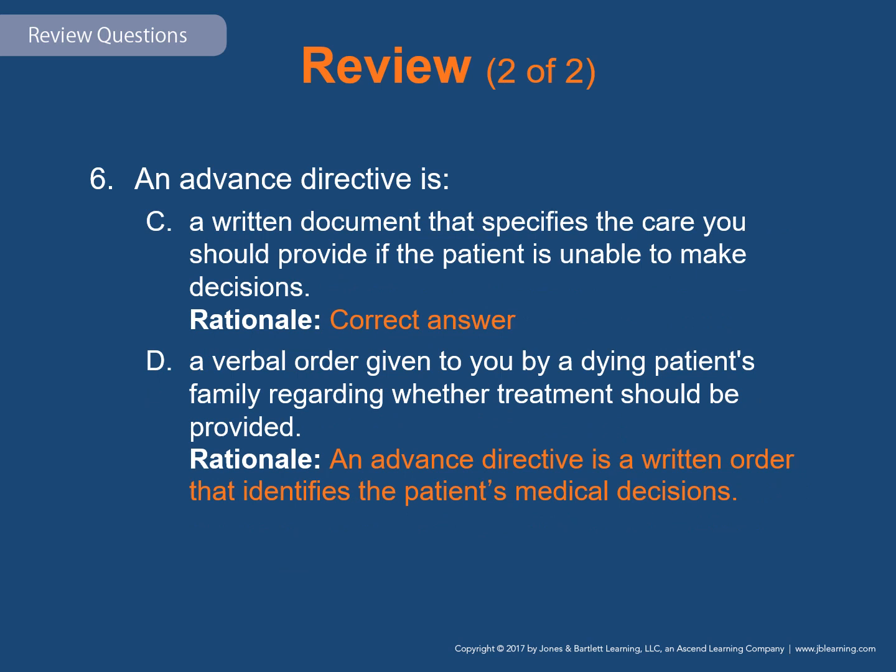C, an advance directive is, indeed, a written document that specifies the care you should provide if the patient is unable to make decisions. And D is incorrect because D states that an advance directive is a verbal order given to you by a dying patient's family regarding whether treatment should be provided. Well, of course, that's incorrect because the correct definition of an advance directive is that it is a written order that identifies the patient's medical decisions.